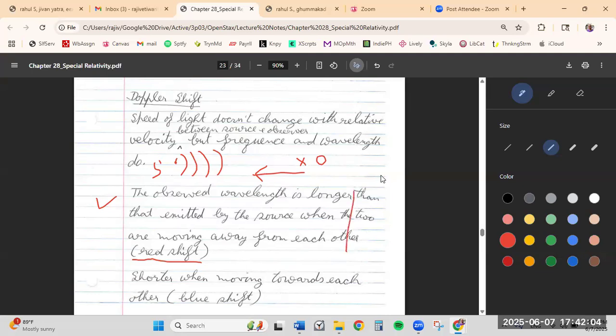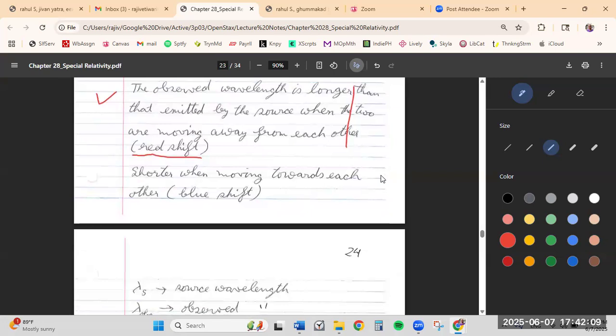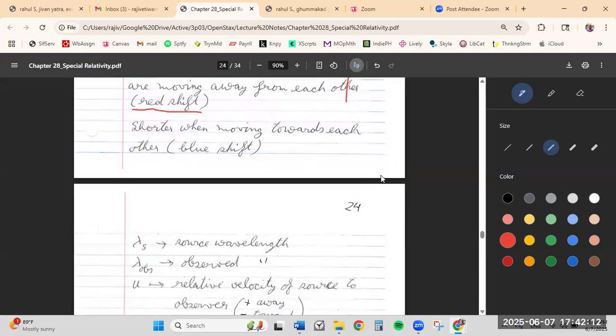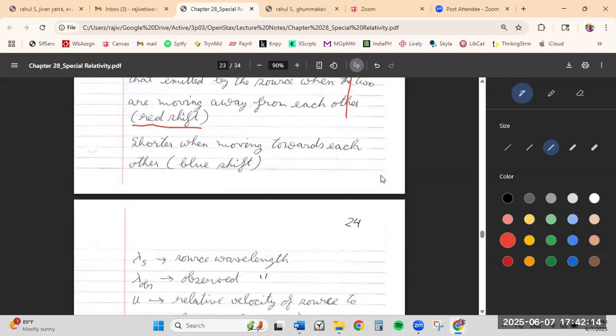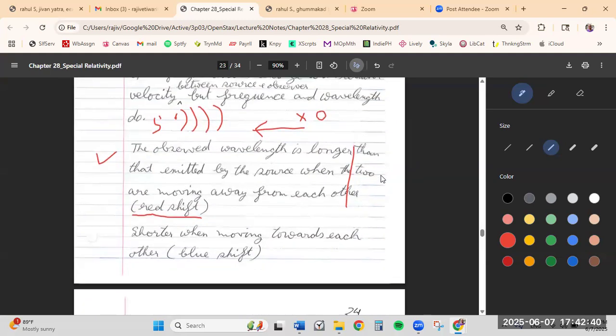In the other situation, if the two are moving towards each other, then the wavelength appears to be shorter, or the frequency appears to be larger. The shorter wavelength end of the visible spectrum is the blue end. So for that reason, this change in frequency and wavelength is known as blue shift. It's as if the wave was moving towards the blue end of the spectrum. So these are the two types of Doppler shift that you have.